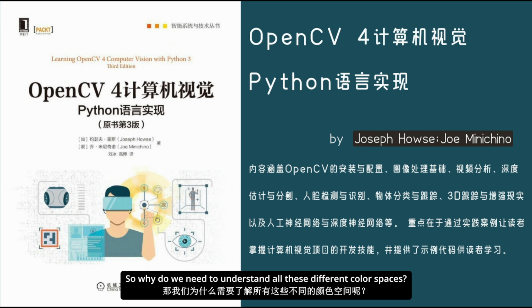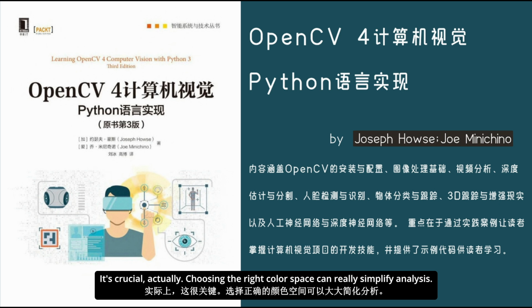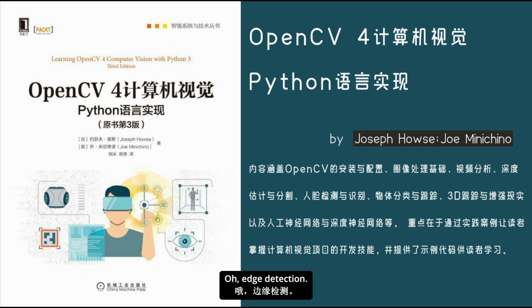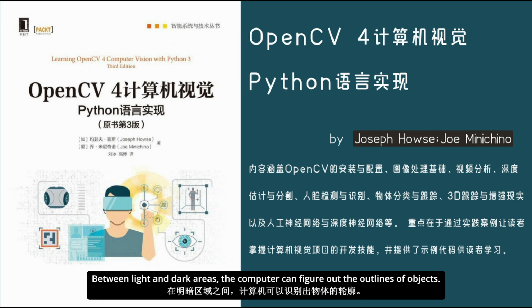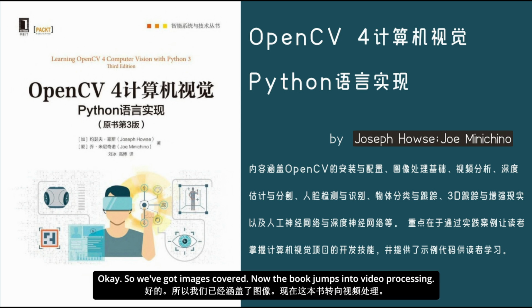So why do we need to understand all these different color spaces? Does it really matter for computer vision? It's crucial, actually. Choosing the right color space can really simplify analysis. For example, converting to grayscale can help with edge detection, which is essential for things like object recognition. By focusing on the contrast between light and dark areas, the computer can figure out the outlines of objects.